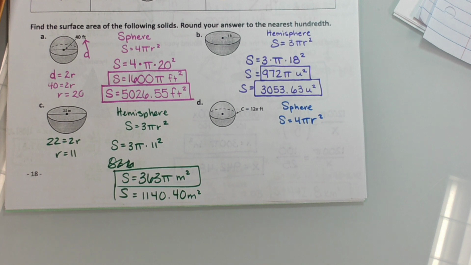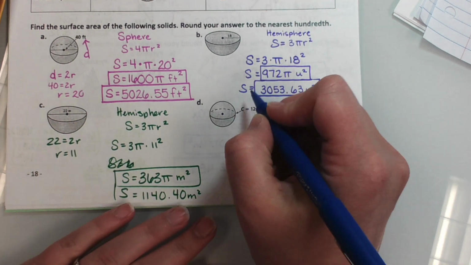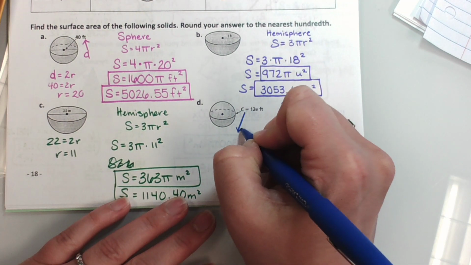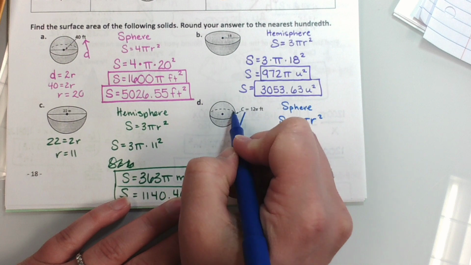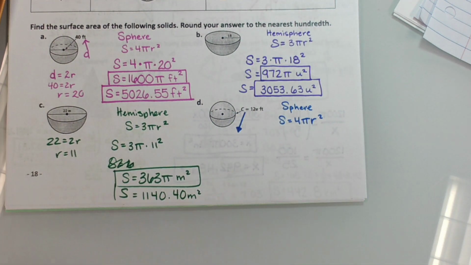Do we know the radius? No, but we know the circumference, specifically the circumference of the great circle, and that's key. If this was not about the great circle, we wouldn't have enough information. Why is it a great circle? Because it's the circle that includes the center. It's the biggest circle. That circle is great.